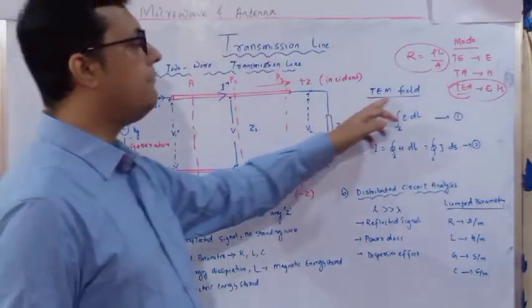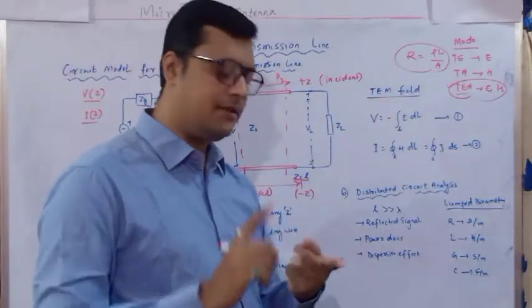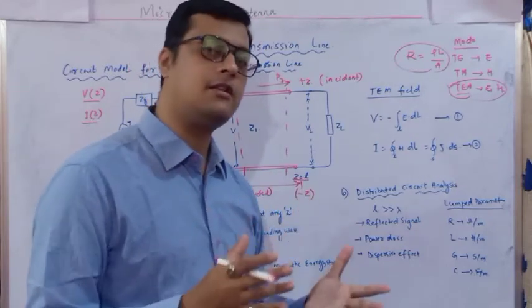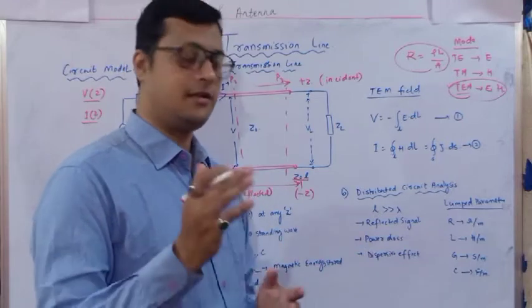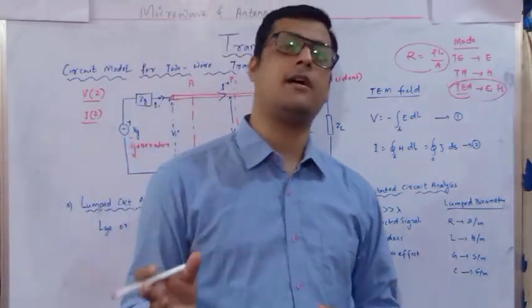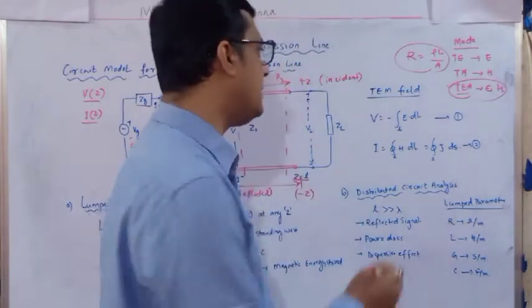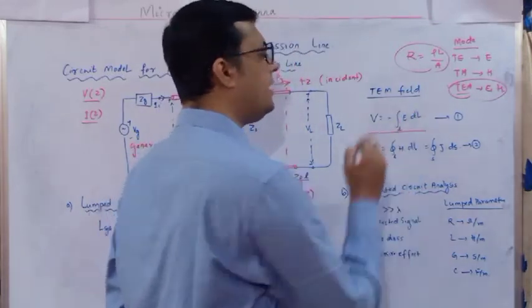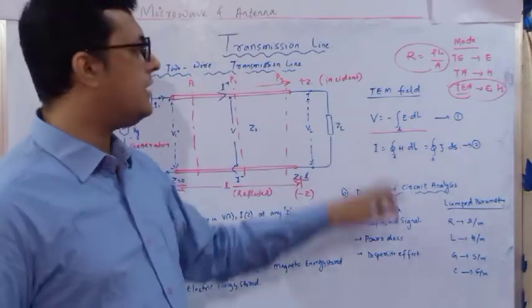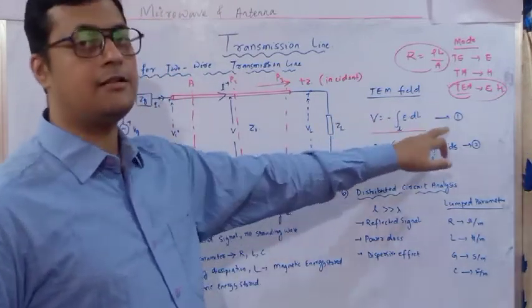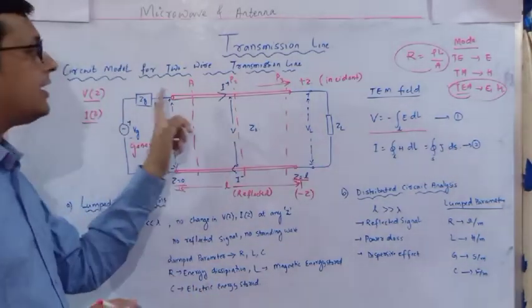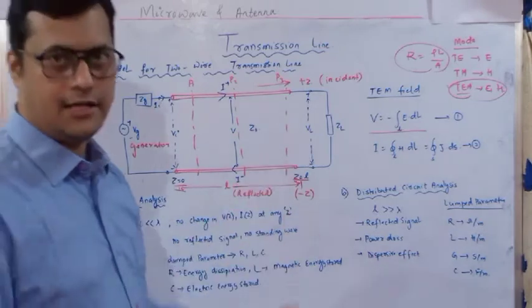So when we are identifying the TEM field, that means electric field and magnetic field both are there. So how will we relate them with respect to potential and current? With the help of Maxwell's equations, these two relations are identified. The first relation is V equals the integral of E dot dl, minus the integral of E dot dl. It is called the energy conservation law. So here potential is related to electric field. That means when the potential is given to this line, electric fields are interrelated with it.